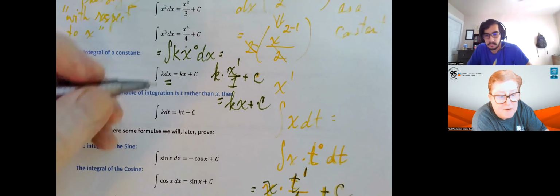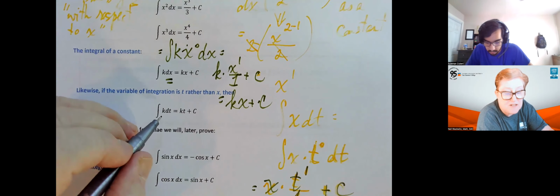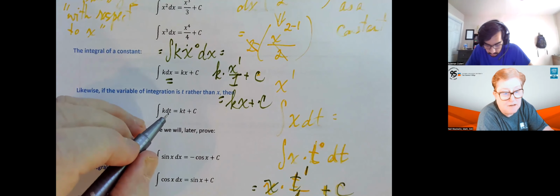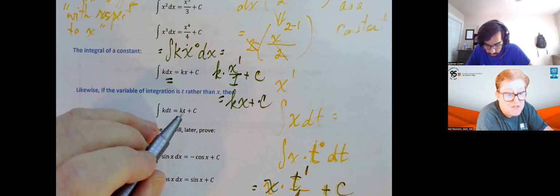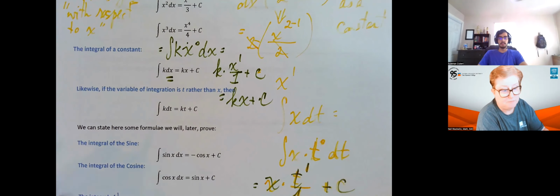And so I wanted to make sure that we covered that. If we had the integral of a constant dt, that would be the constant times t plus c. The variable there would be t.